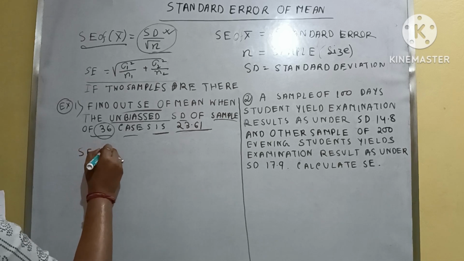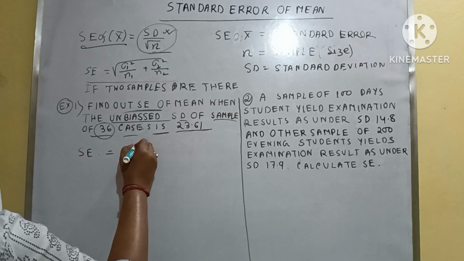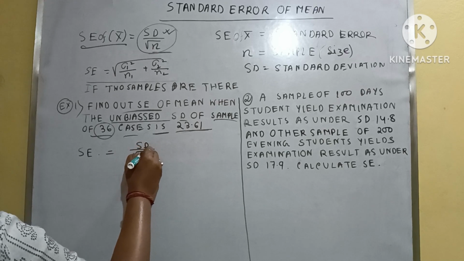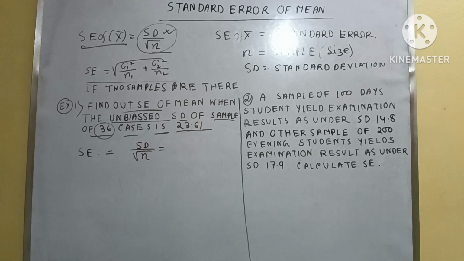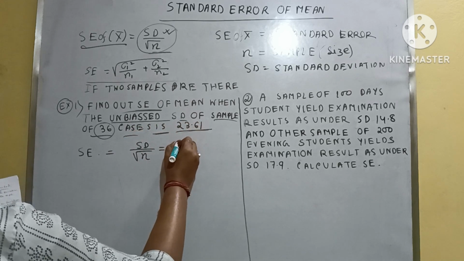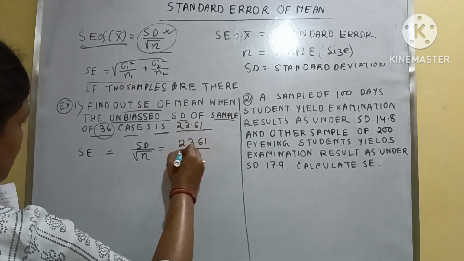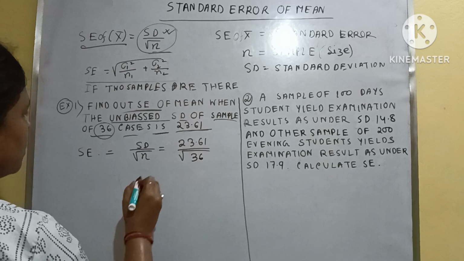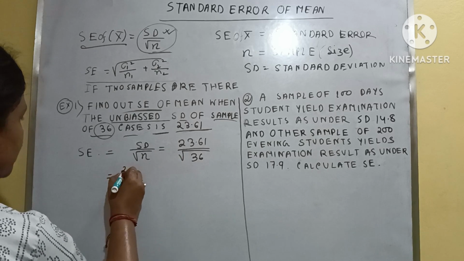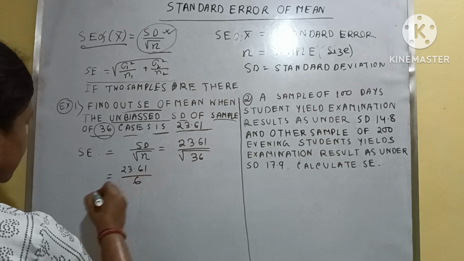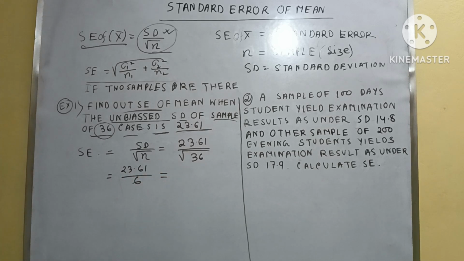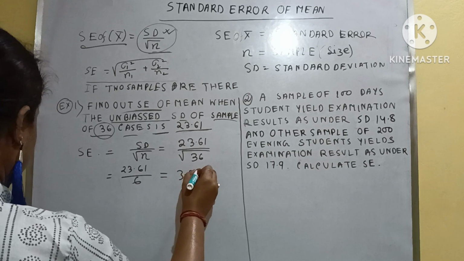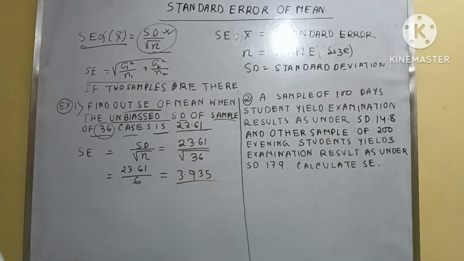So we just put the values in the formula. SE equals SD over root over n. So you put the value 23.61, root over n where n is 36, so that is 23.61 by 6. After dividing, the answer is 3.935. So this is the standard error. Clear?